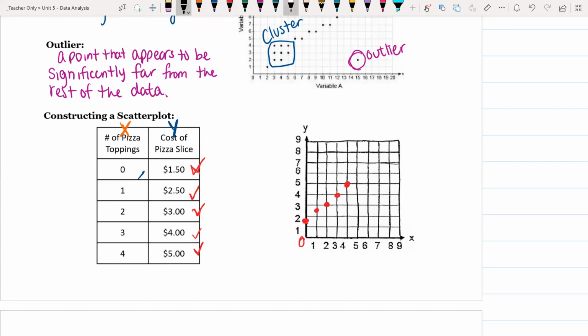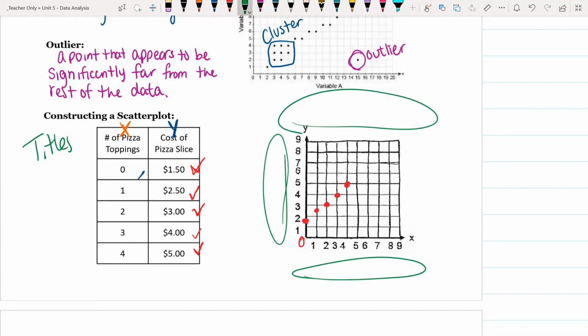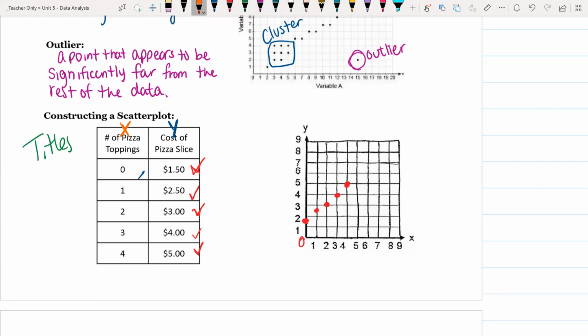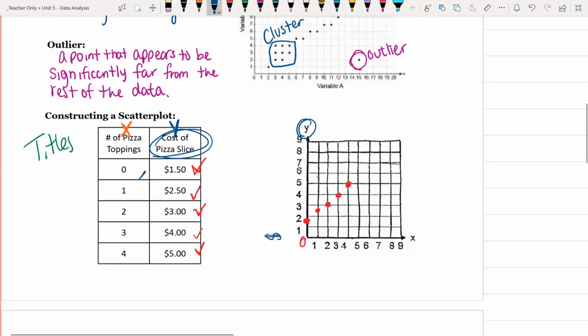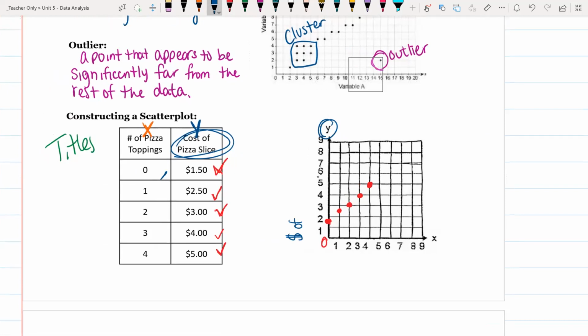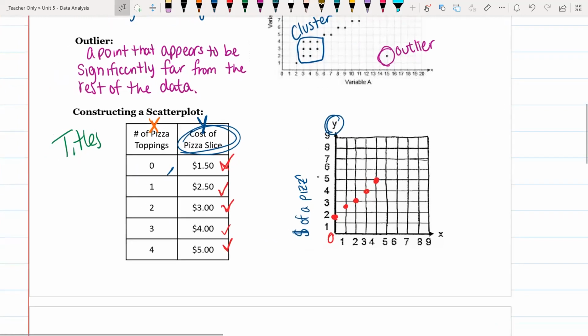We need to title. So we need to put titles because we want to know, what does this information mean and what does this whole graph mean? Okay. So what was our Y value in this table? So it's the cost of a slice of pizza. So we're going to write that on the side. So it's the cost of a pizza slice. Because we always have to label our graphs when we're relating information.